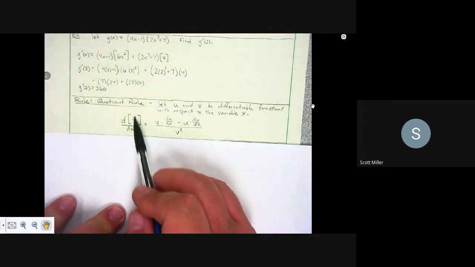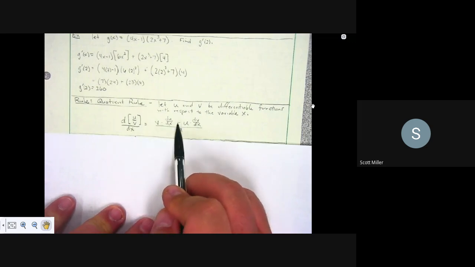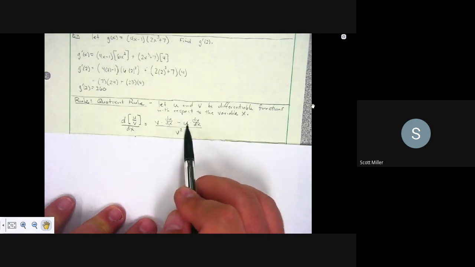Okay, this is another big one you're going to use a lot. Again, the two functions that are being divided. I have it this way. The bottom times the derivative of the top minus the top times the derivative of the bottom all over the bottom square. So it's just simply using that little process, that little rule. Bottom times the derivative of the top minus the top times the derivative of the bottom over the bottom square. Just remember that mantra every single time. Every time you use it, say that mantra, and it will help you memorize the rule properly.